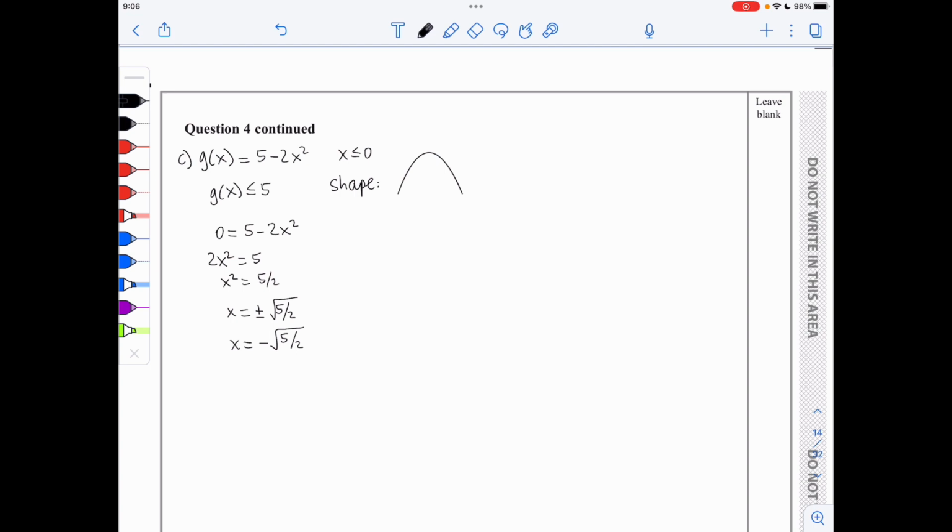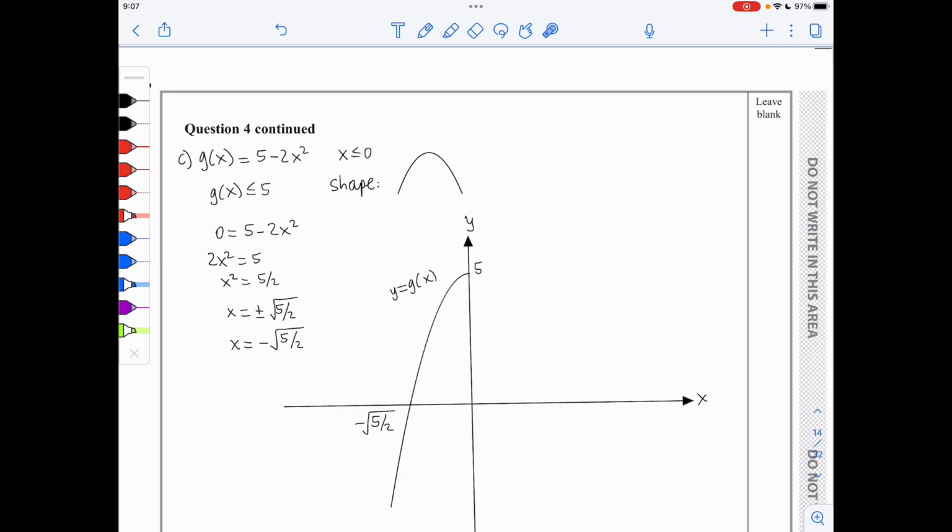So let's put g of x on the graph, and then let's consider how we derive the shape of g inverse. So there we are, we've got g of x here, we've got the maximum at (0, 5), we've got the cut on the x-axis at minus root of 5 over 2. We know that the graphical relationship between g of x and g inverse is that one is a reflection of the other along the line y equals x.